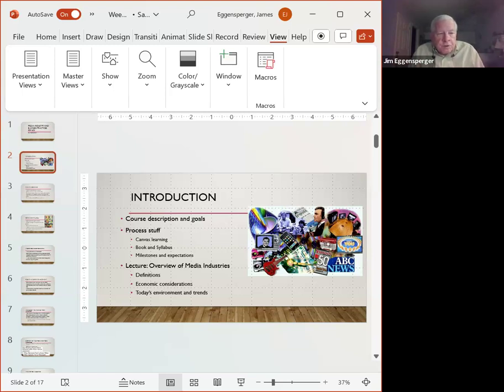Anyway, this is what we're going to talk about today: the process stuff, how we do things in the course, what I expect and what you should be prepared to deliver. And then I'm going to talk about the industry itself, an overview of what we call the media industries, and get you introduced to some of the organizational and economic concepts that we're going to be dealing with. This is almost a mini MBA course in industry. So it's not complicated. We're not going to do a lot of math. We're not going to do any accounting, but we're going to do some talking about how things are done and how it works.